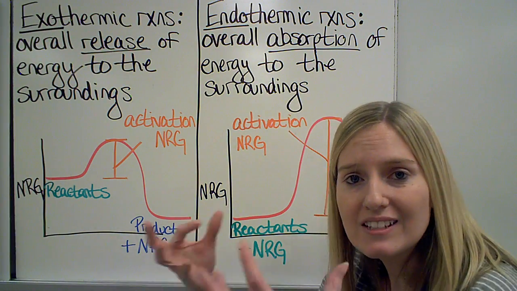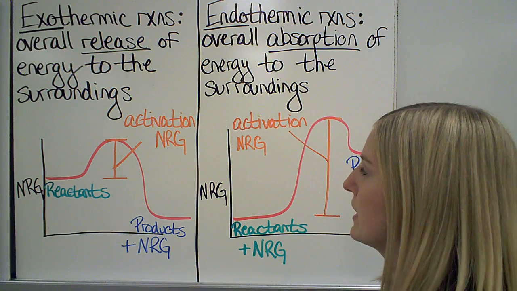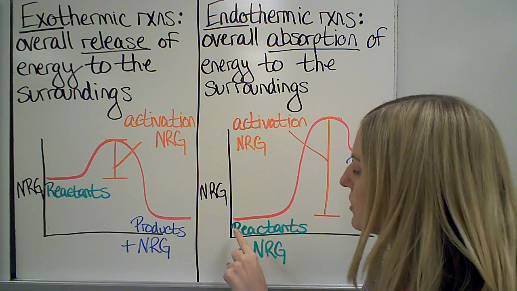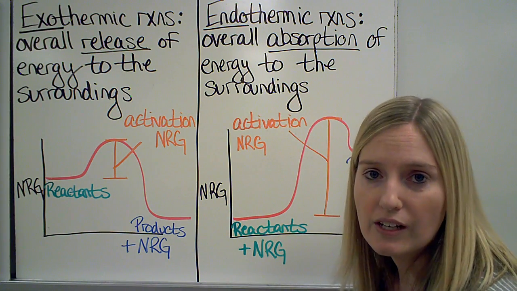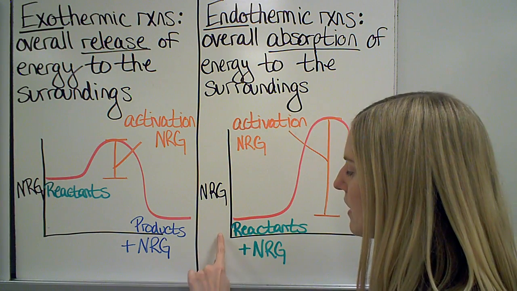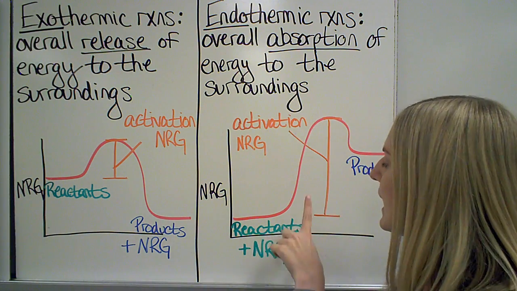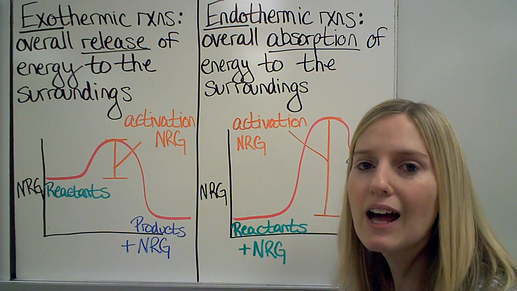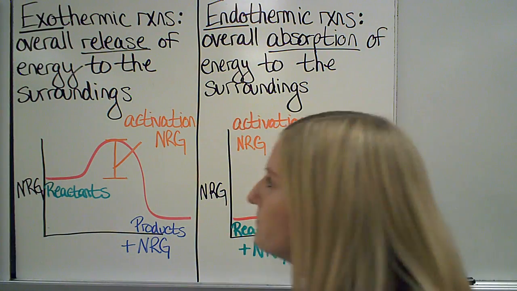Endothermic, so endo, inside, energy is being brought in or it's being absorbed from the surroundings. So the way this works is the opposite of what I had here. So I have reactants toward the bottom, and my products actually have more energy because that energy has been absorbed. So the reactants are going to get that energy from the surroundings, or it's going to pull it in. And notice that the hill for this one is much, much larger. So I have to put a lot of energy in order to make an endothermic reaction occur.